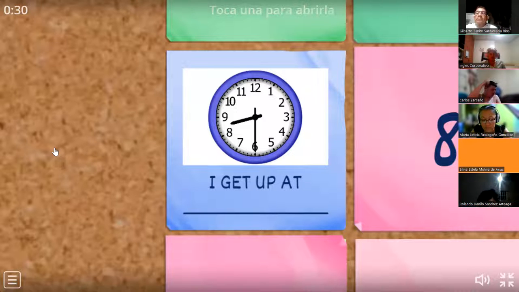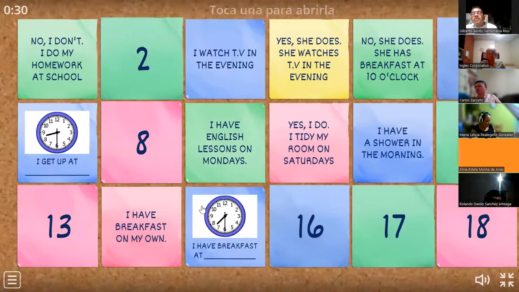How will the question be here? What time do you get up? Very good. I can also say, what time do you wake up? Remember that wake up is cuando usted despierta, okay? And get up is cuando usted se levanta. Wake up is when you see the alarm and turn it off and you come back to bed. What time do you get up? I get up at 8:30. Wake up, teacher, is like when you open your eyes.